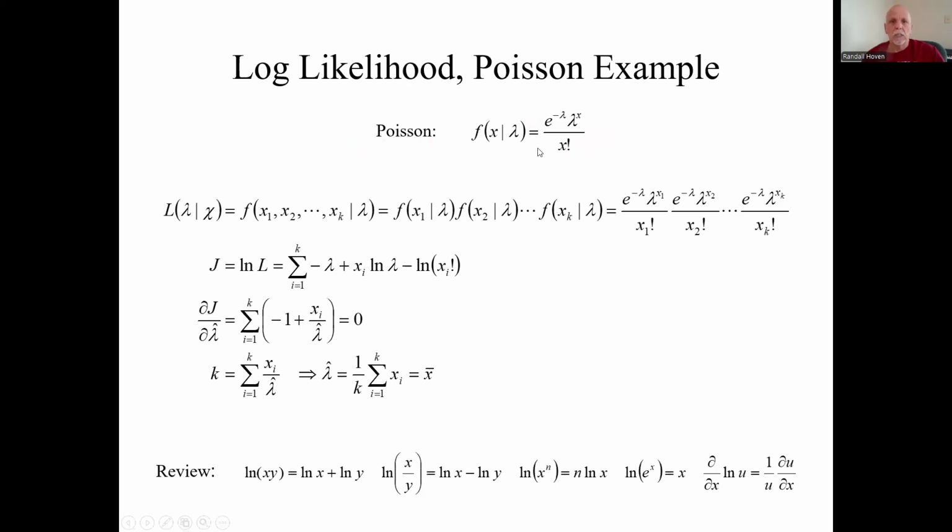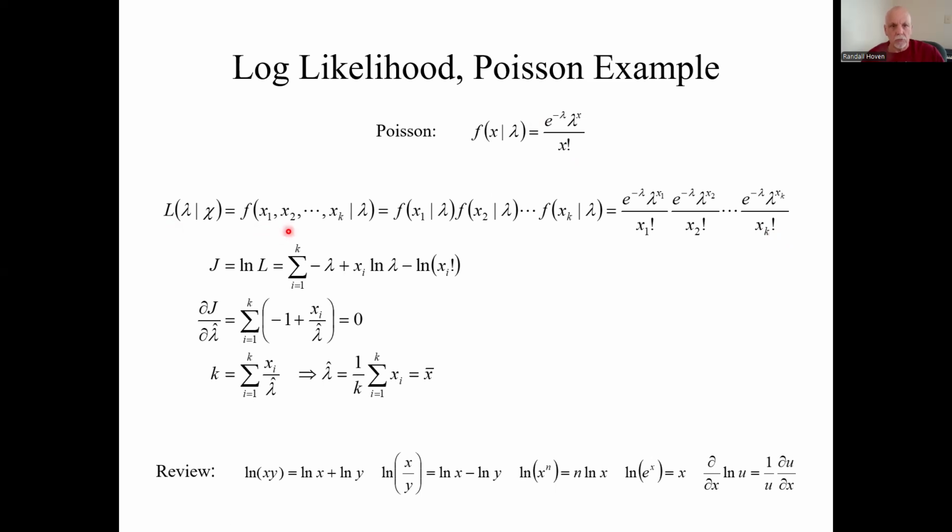Poisson PDF, probability density function. It has this form. In this case, we don't know the parameter lambda. But we're going to want to estimate a lambda based on a bunch of samples of x. We're actually doing experiments where we got a bunch of x's, x sub 1 through x sub k.